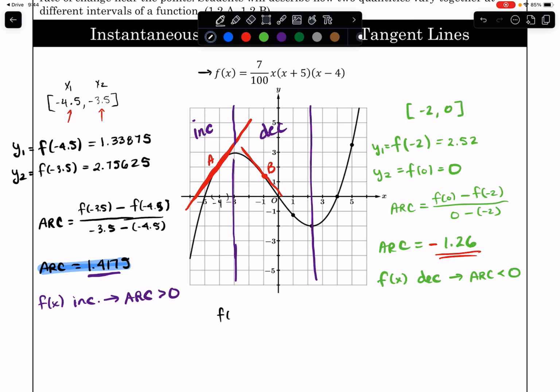That if f of x concaves down, then the average rate of change is decreasing. It's going from a larger number to a smaller number, from 1.47 to negative 1.26. That's a smaller number.